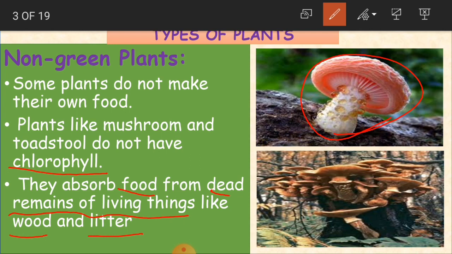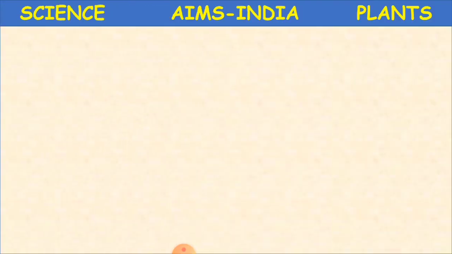Clear children? As these non-green plants do not have chlorophyll, they are not green in color, they cannot make their own food, and they absorb food from the dead remains of living things, that is insects and all creatures, and from wood and litter, all the garbage and leftover things. From those parts they take the food. Clear children? Yes.